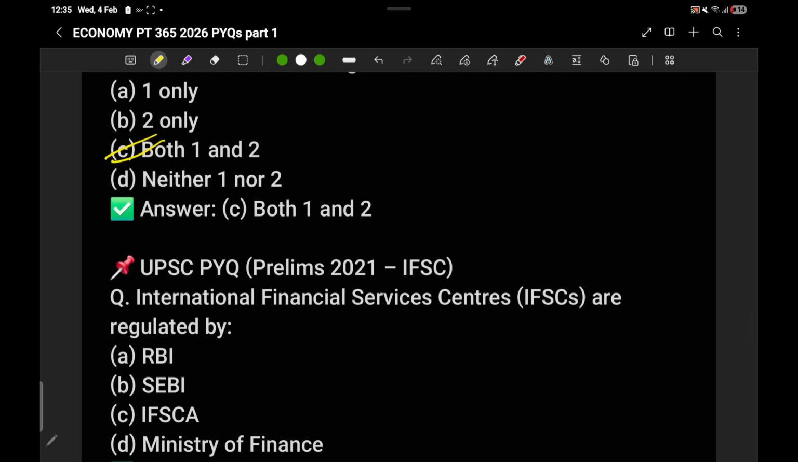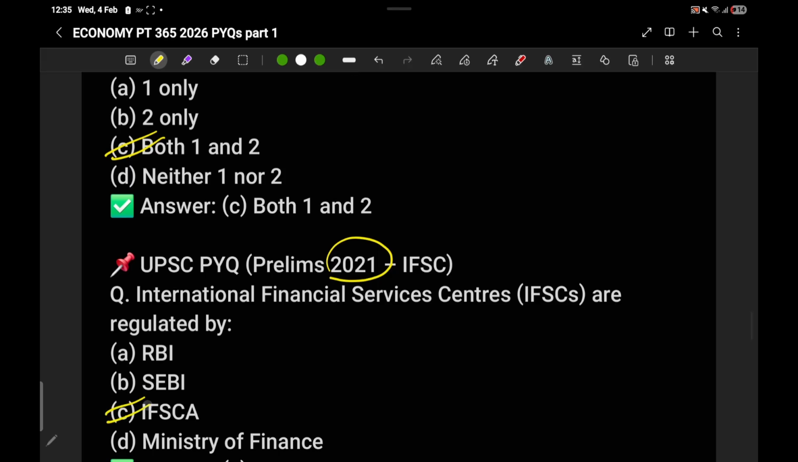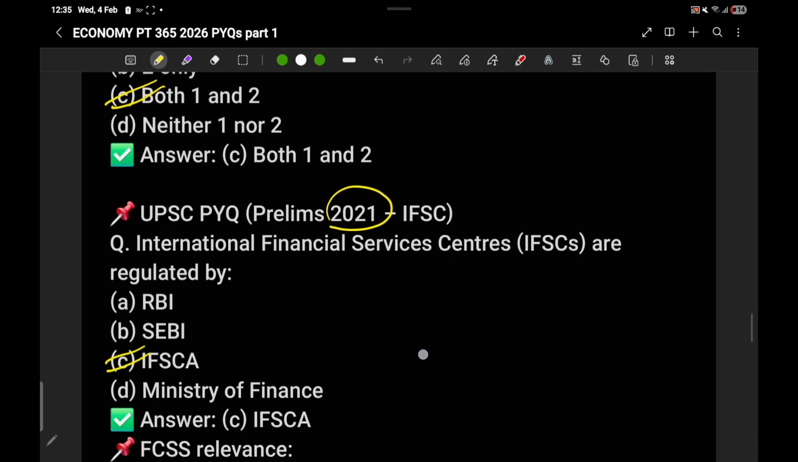International Financial Services Centers. Based on that, there was a question in 2021: which among the following regulates it? Okay, direct question. It is regulated by IFSCA. Very simple question.